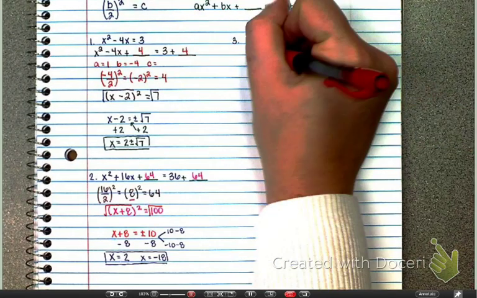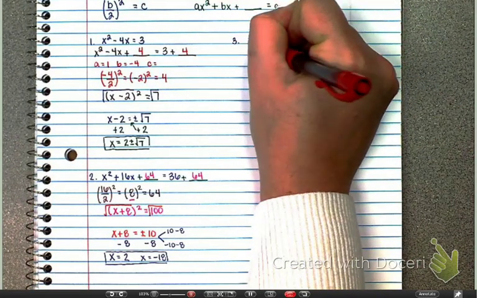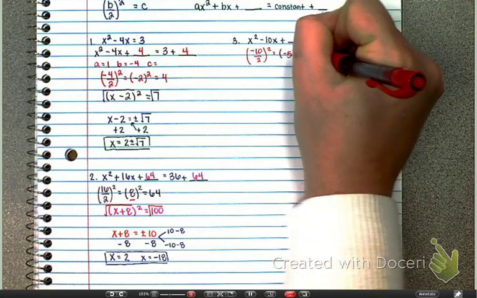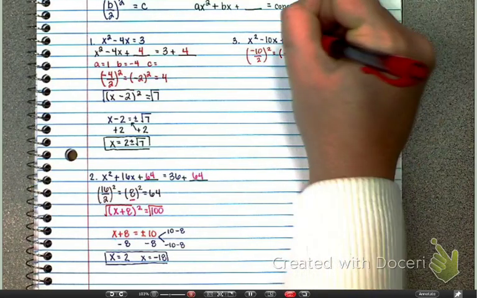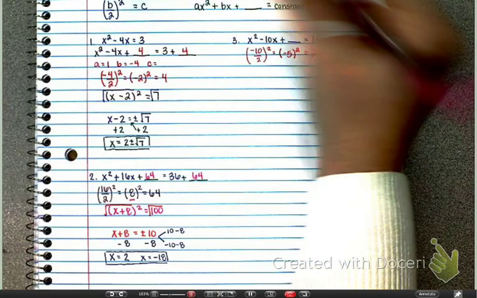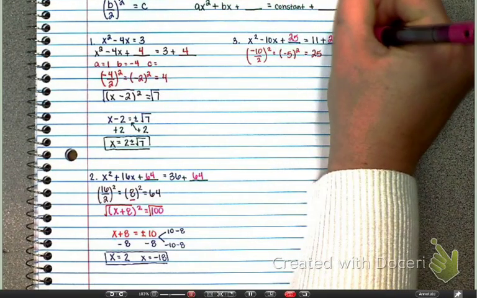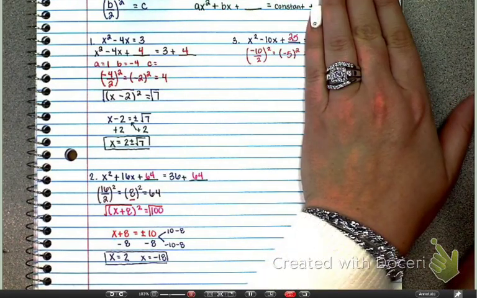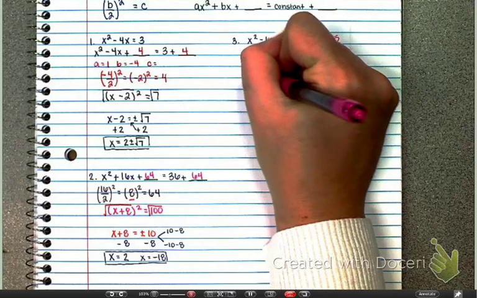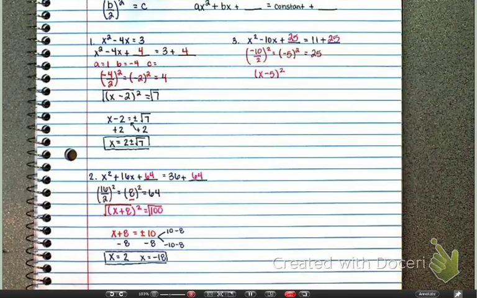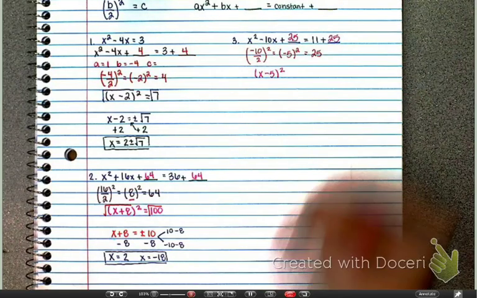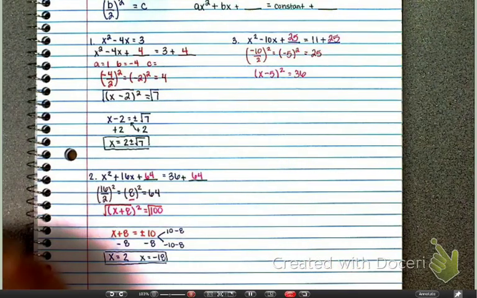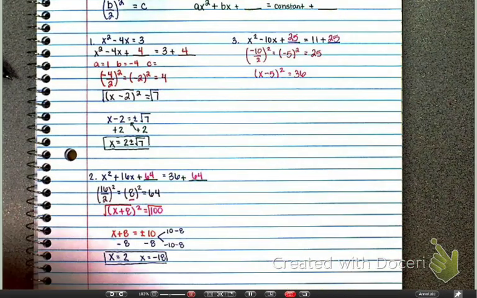So, negative 10 divided by 2, squared, is negative 5 squared. And then negative 5 squared is a positive 25. So you're adding 25 to both sides of your equation. Then if I factor the left-hand side, I get x minus 5 squared equals 36. Okay. From there, I'm going to take the square root.